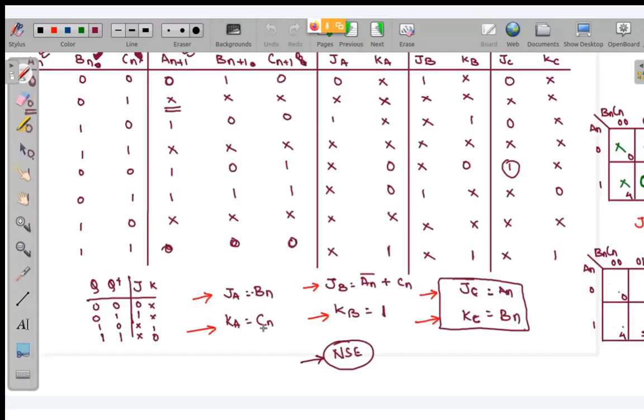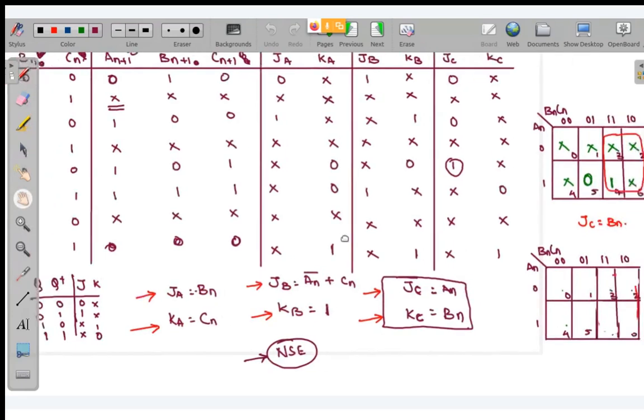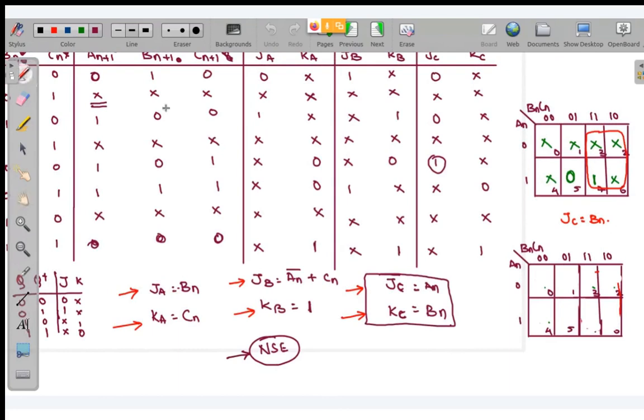KA was Cn. Now I don't think KA will be Cn over here. Can anyone check what is KA? You guys had told me that KA is Cn. Can anyone check what is KA? I don't think it will be Cn. 0, 1, 2, 3.